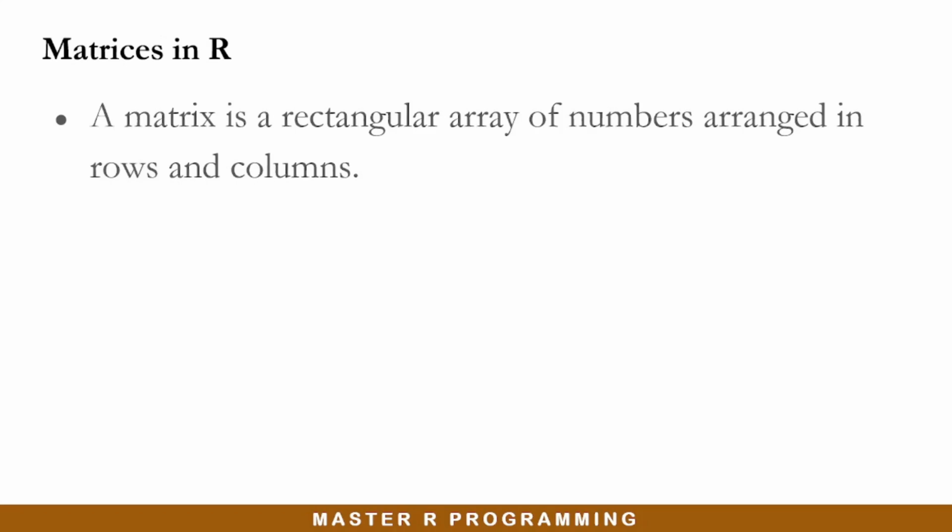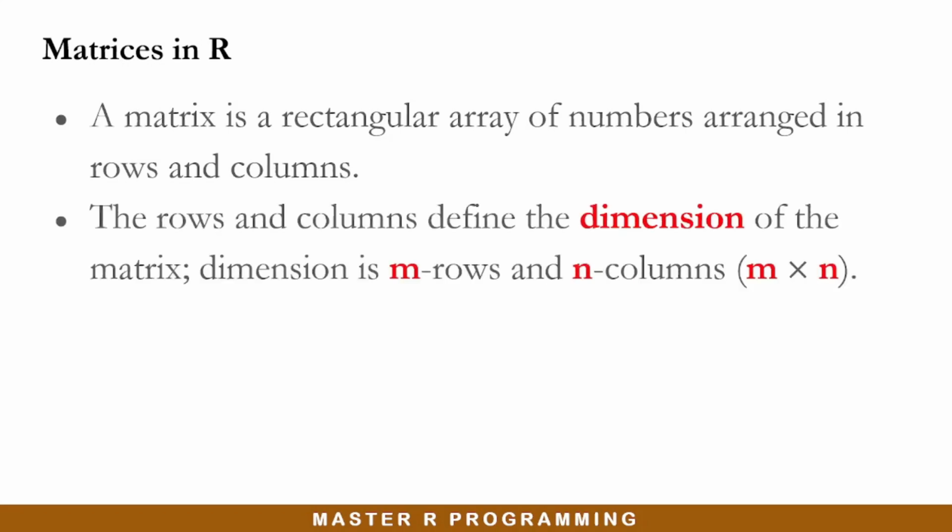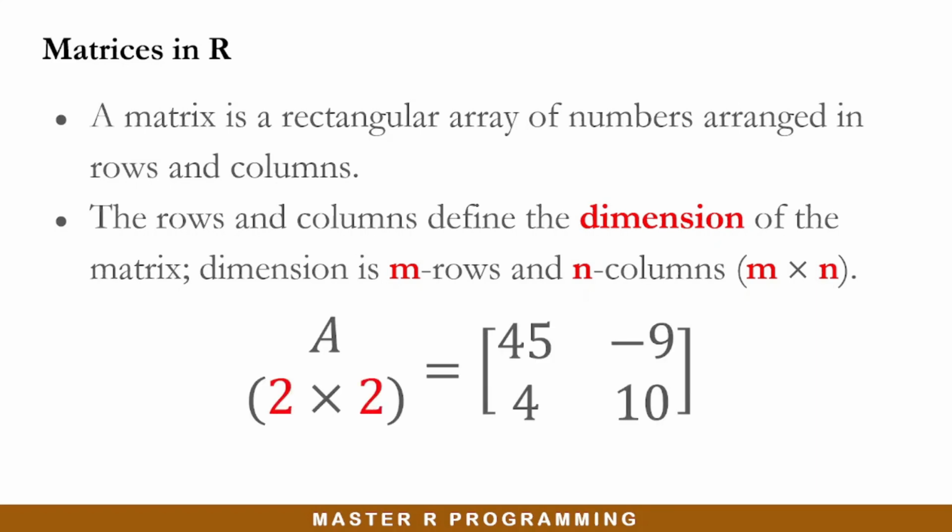A matrix is a rectangular array of numbers arranged in rows and columns. The rows and columns define the dimension of the matrix. The dimension is simply m rows and n columns, often read as m by n. So this is an example of a matrix A with a dimension 2 by 2, and this means this matrix A has 2 rows and 2 columns.